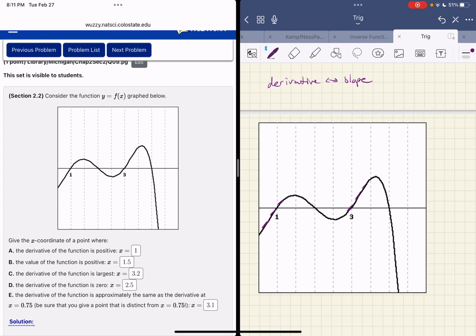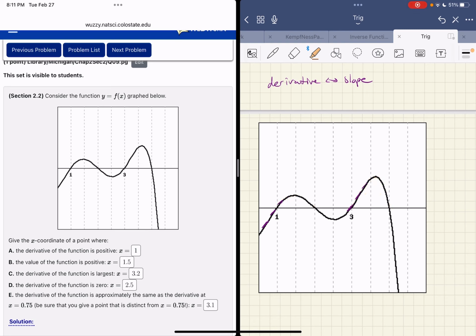All right, the value of the function is positive when? Oh, okay. So now we actually just want the value, and it's positive in this region, and in this region. So any x value in there, so I went with 1.5, which happens to be this dashed line here. Okay, so that's part B.